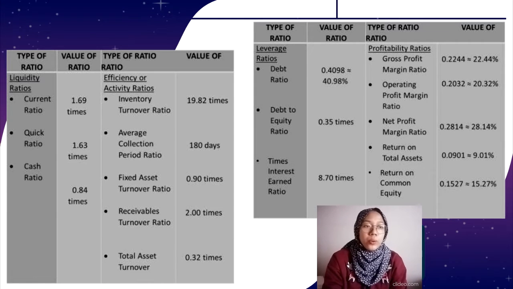Next, we move to net profit margin of the company. Net profit margin shows that the firm is able to generate net earnings for shareholders of RM0.1363 for each ringgit of sales. Referring to return on total assets, the company is able to generate net earnings of RM0.0437 for RM1 investment in its assets. And the last one is return on common equity. It shows that the company has 7.40% of return on common equity.